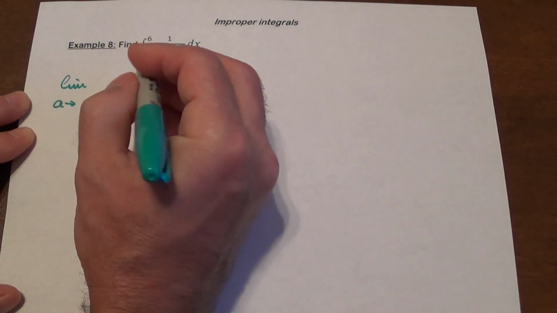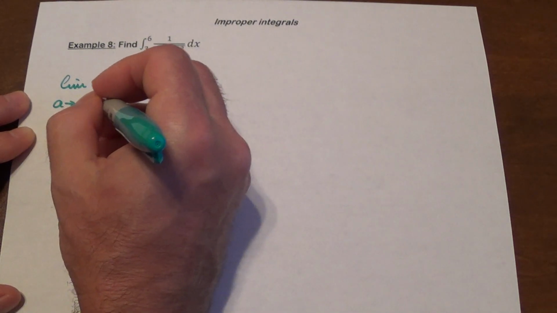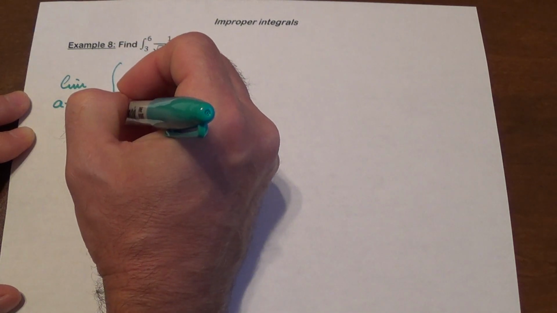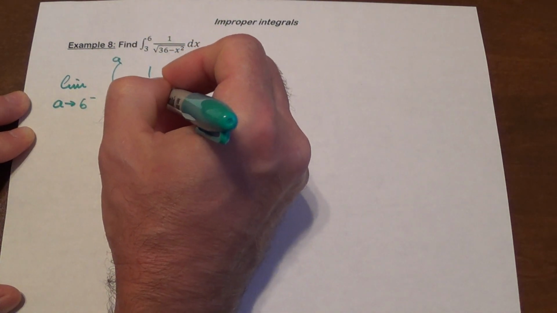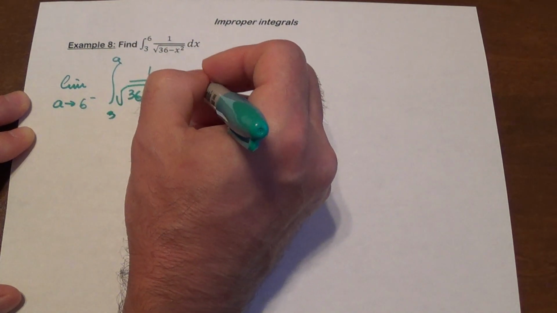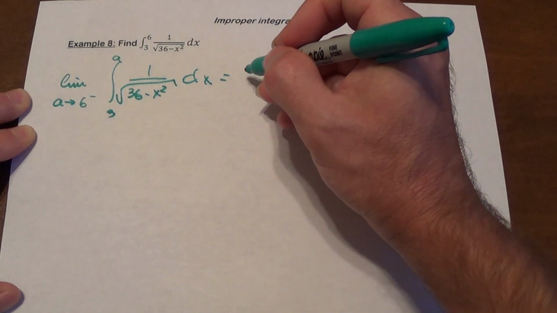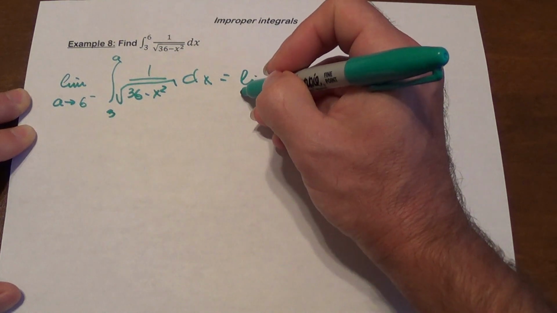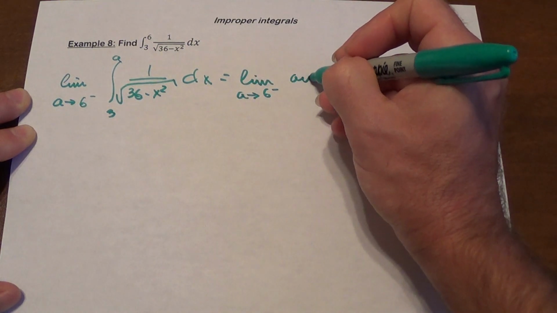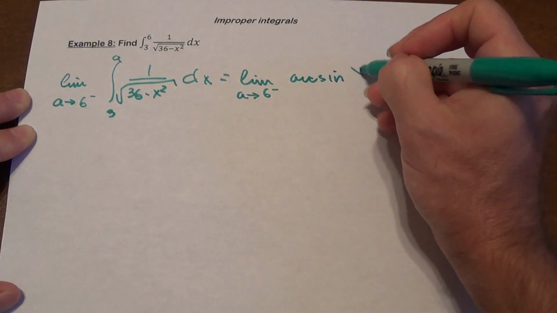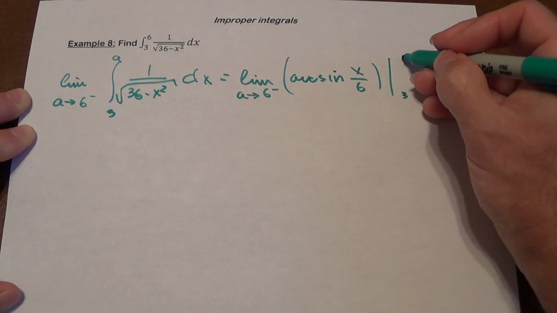As a approaches, now we go from 3 to 6, so we're going to approach 6 from the left, the limit of this integral from 3 to a of 1 over the square root of 36 minus x squared dx. Hopefully you recognize it. This is arc sine, so it's going to be the limit as a approaches 6 from the left of arc sine of x over 6, going from 3 to a.